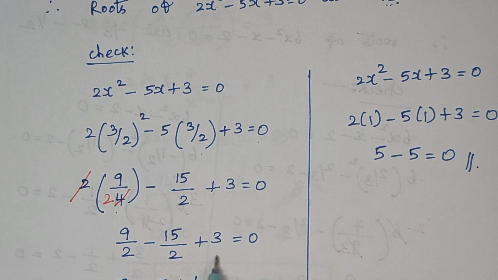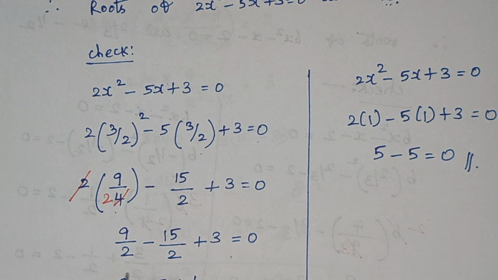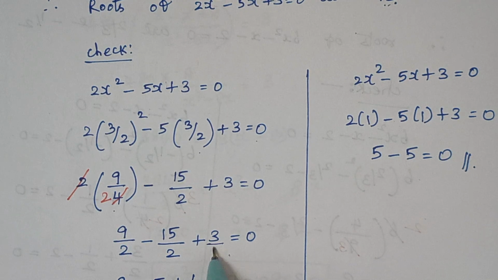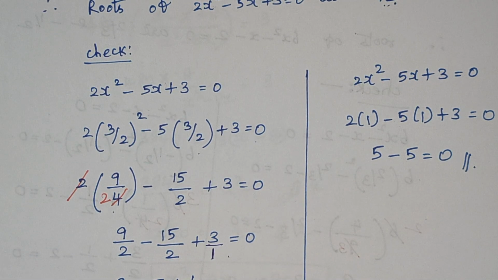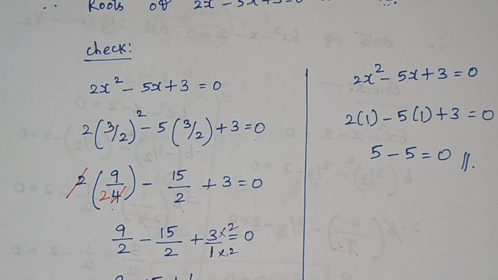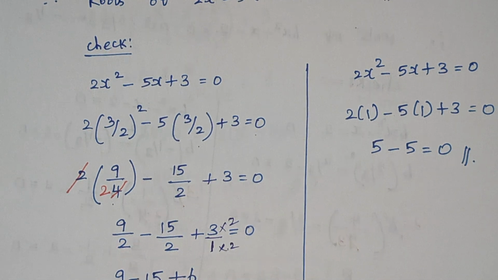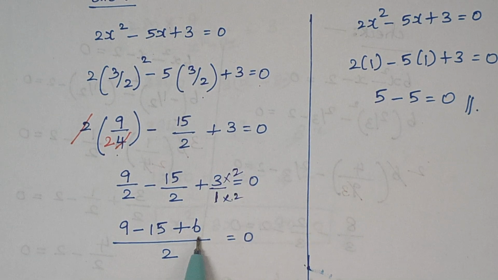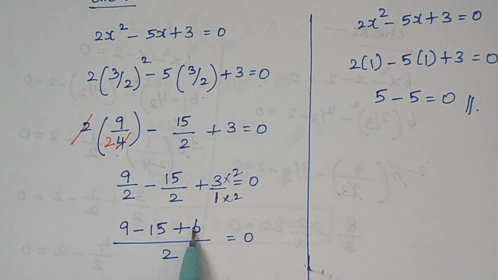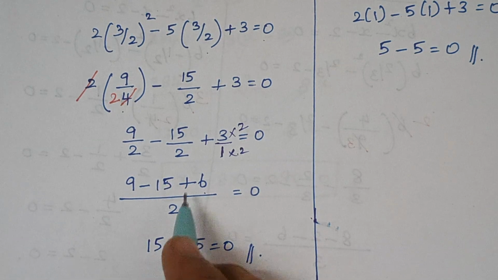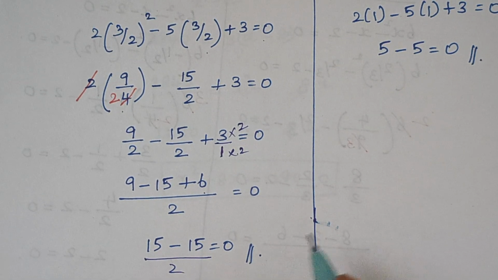So now this is our equation. So we have to take LCM. Because you see in the first two terms we have 2 as denominator but 3 has only 1 as the denominator. So when you take LCM, you have to multiply both the numerator and denominator by 2. So here when you multiply, what happens? 9 minus 15 plus 3 2s are 6. So once you solve, 9 plus 6 gives plus 15. Therefore 15 minus 15, you can write this by 2 is equal to 0.